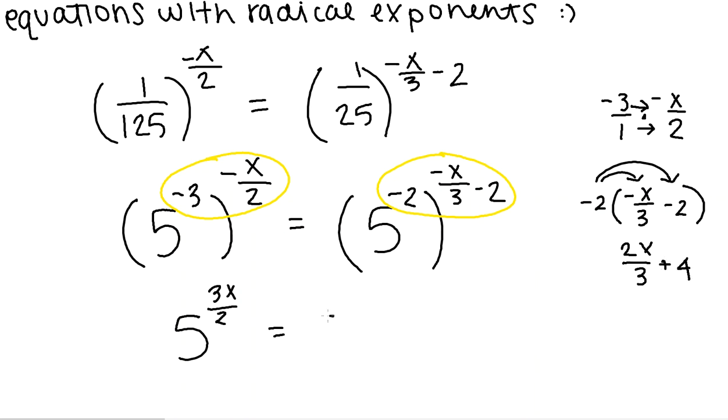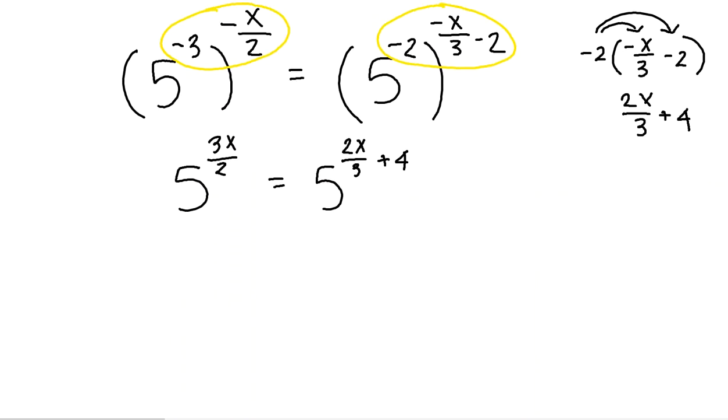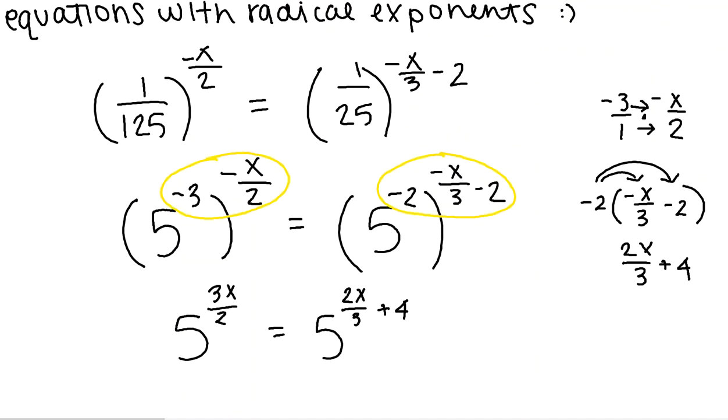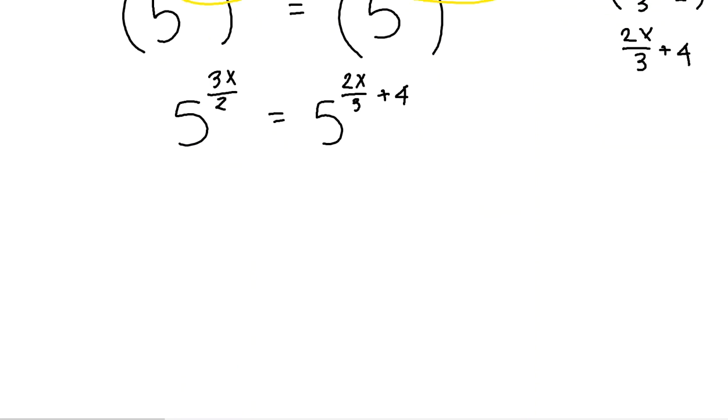So this would become 5 to the 2x over 3 plus 4th power. So each step should get us looking a little bit more simplified. Now I have a problem that I can totally solve. Before, I had different bases, I had x's everywhere, I had parentheses, I had negatives, it was crazy. Now I have something that's quite beautiful.